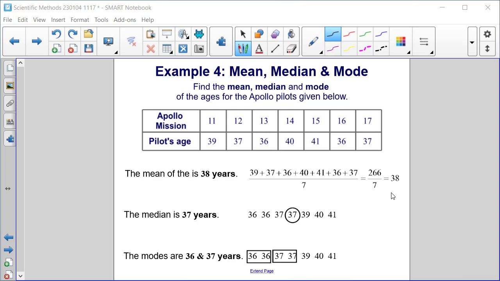The median, in order to find the median, we need to put these ages in order. So this is random right now because it's in the order of the Apollo missions. But if I put the set in order from the youngest to the oldest, I can find the midpoint of the data set. So the median is 37 years. The modes, there are two because both 36 and 37 years appear twice.